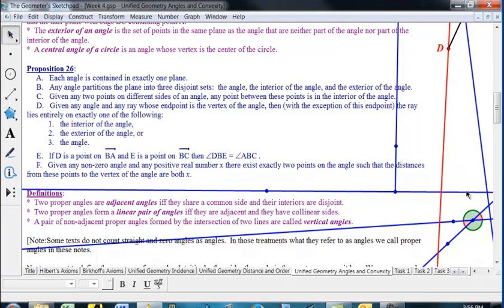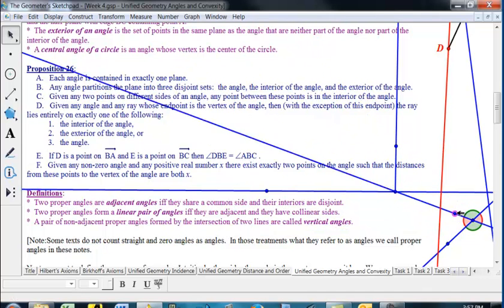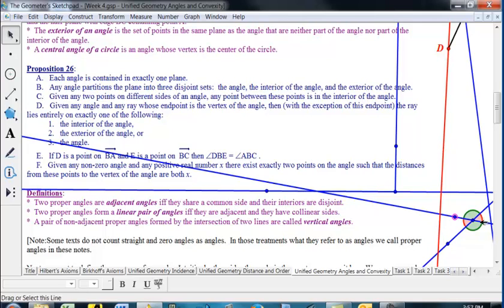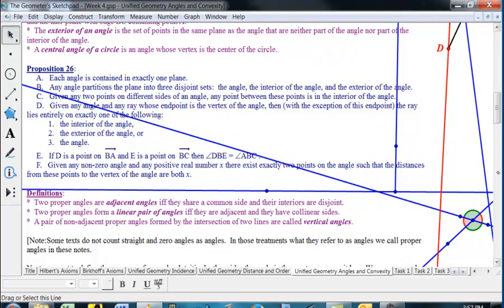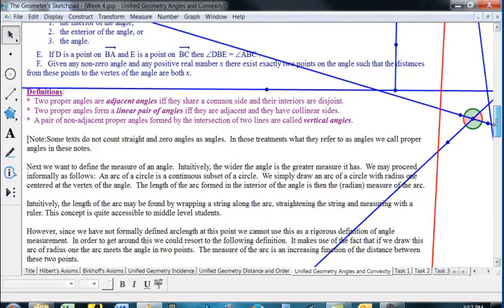Sometimes these angle markers are not the angles; the angles are the actual sets of points. But notice we have four different proper angles formed here, also some zero and straight angles. If you take a green and a red, they form a linear pair. And the green pair is a pair of vertical angles, and the red pair is a pair of vertical angles.